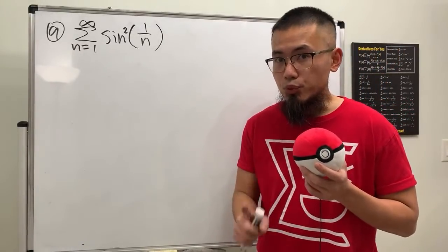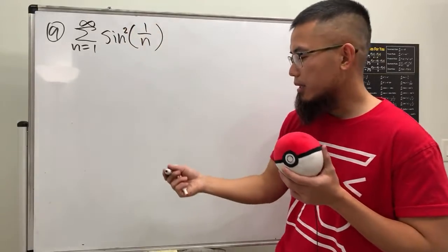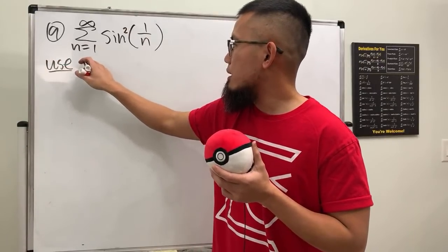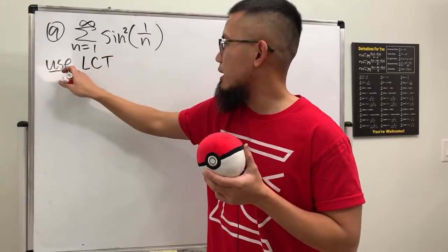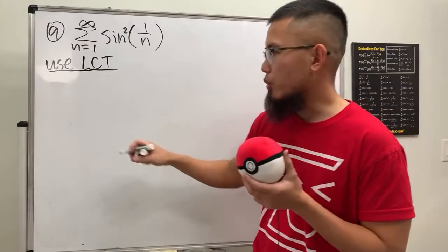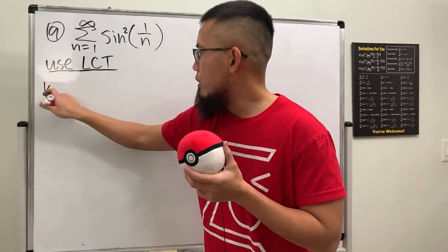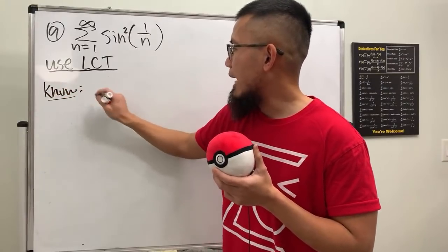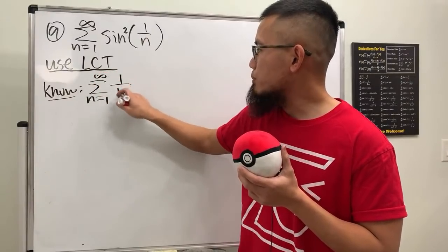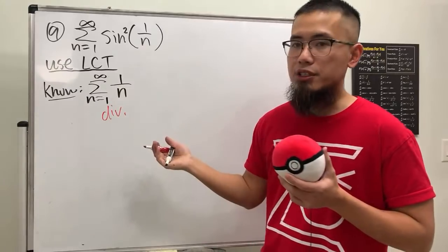But do not say 1 over n. Do not say 1 over n, right? So anyway, we're going to use the limit comparison test. And let me just show you what if you do want to say the series of 1 over n. We know that the series as n goes from 1 to infinity, if you just put down 1 over n, well, this right here, we know it diverges.